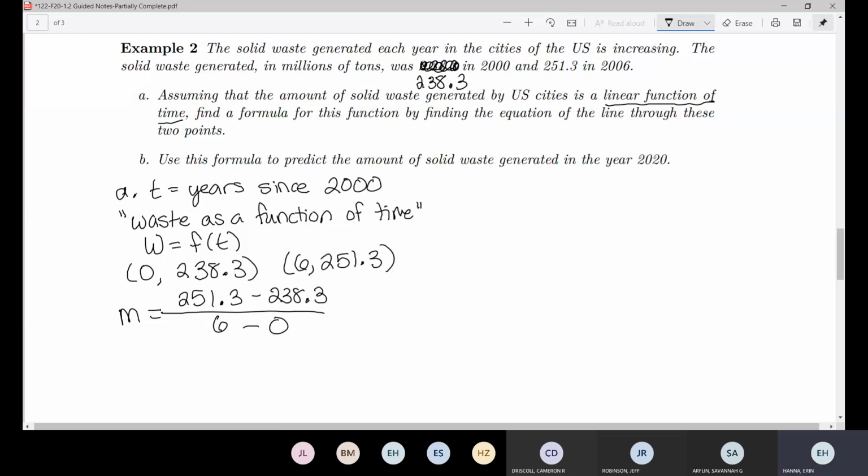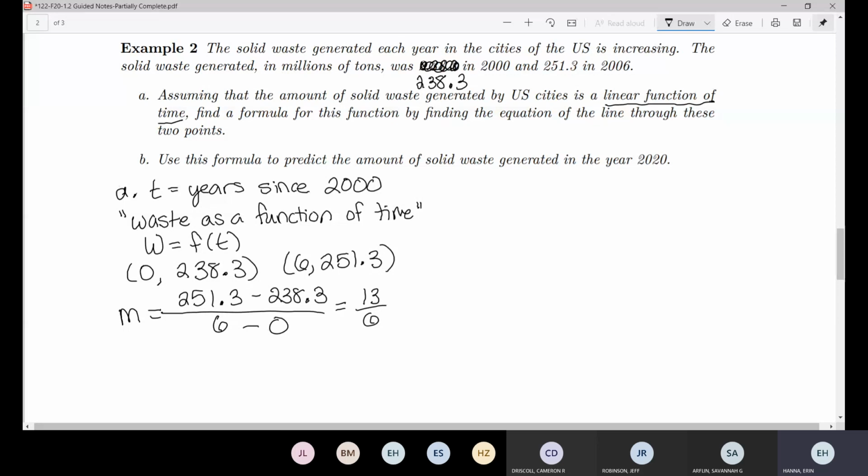Now this one does turn out to be a fraction that has to stay a fraction, so it is a little gross, but it's all right. This is going to reduce to 13/6, as long as I did it right when I typed it in my calculator. So that's going to be our slope. I'm going to leave it as a fraction. If you changed it into a decimal, I wouldn't be mad at you.